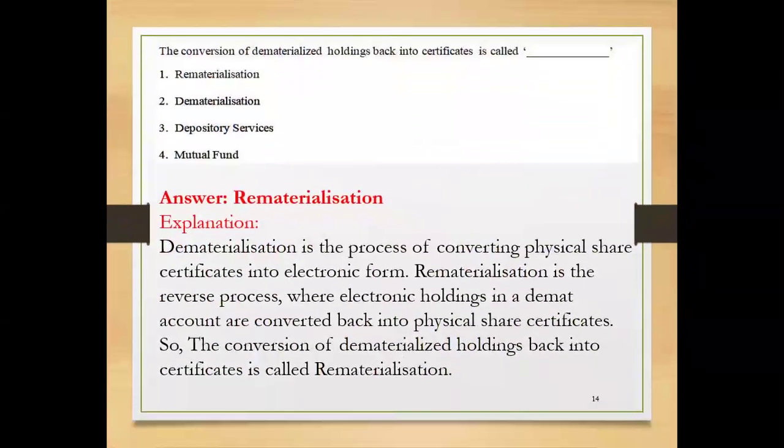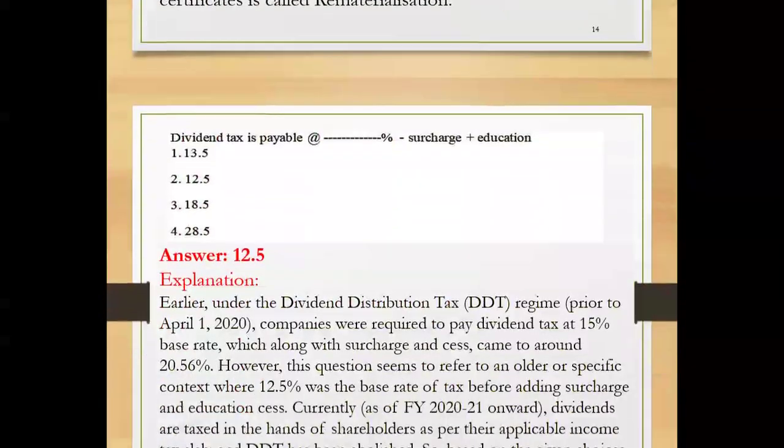The next question. The conversion of dematerialized holdings back into certificates is called rematerialization, dematerialization, depository services, or mutual funds. The answer is rematerialization. Before I go further, what do you mean by dematerialization? It is the process of converting physical certificates into electronic form. Whereas rematerialization is the reverse process where electronic holdings in a demat account are converted back into physical share certificates. So the conversion of dematerialized holdings back into certificates is called rematerialization.